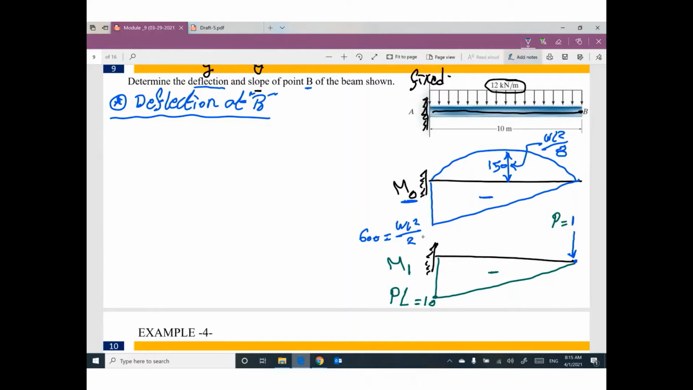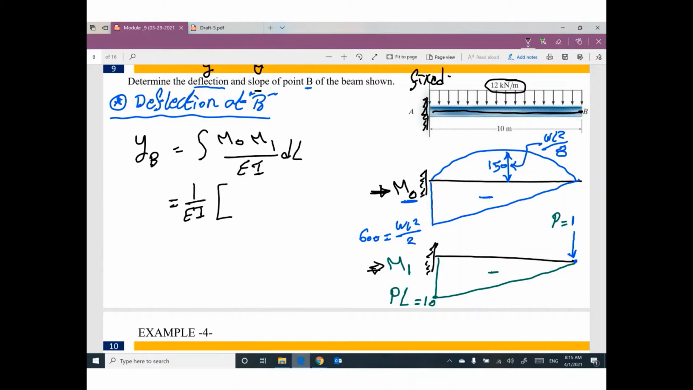If you would like to figure out the deflection at point B, you need to integrate M naught with M1 divided by EI, dL. Take EI outside the integration because it's a constant. How can I integrate M naught with M1? What do we have in M naught? We have this triangle. I would like to integrate this triangle with this triangle.